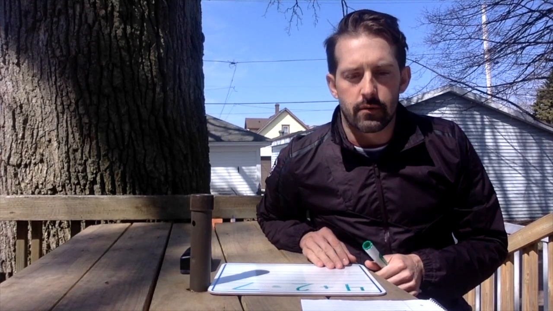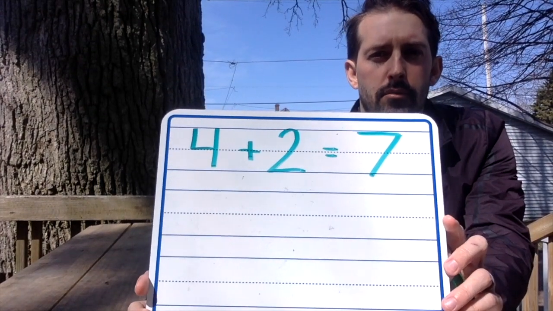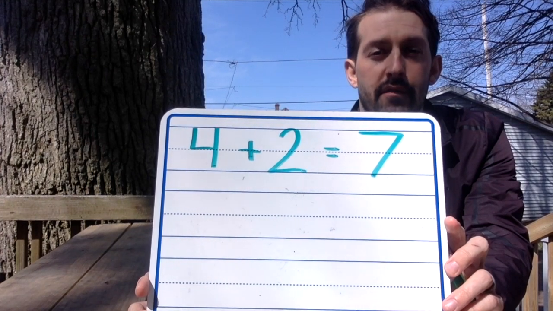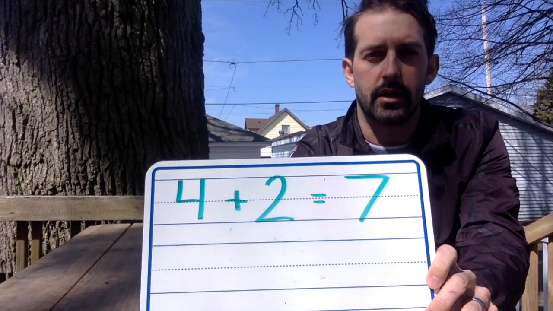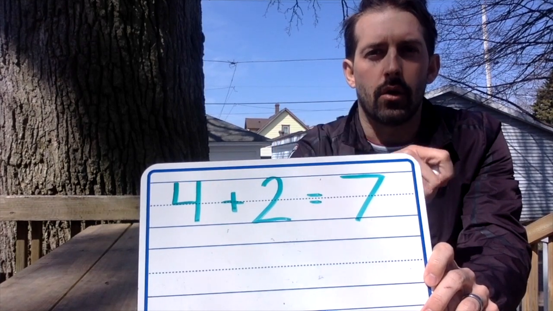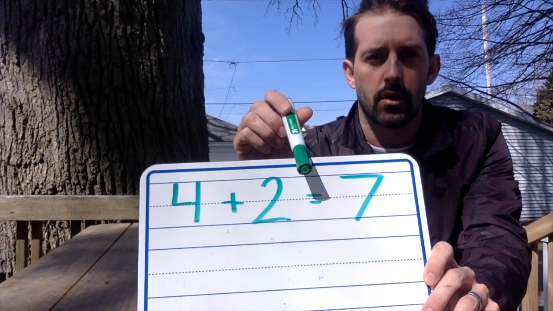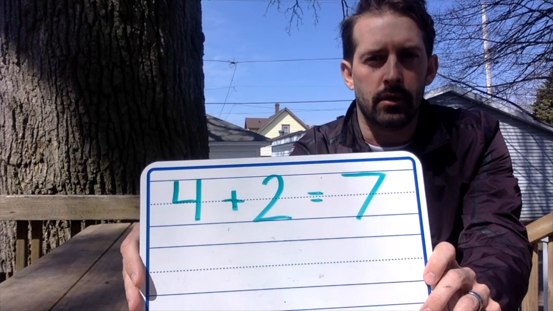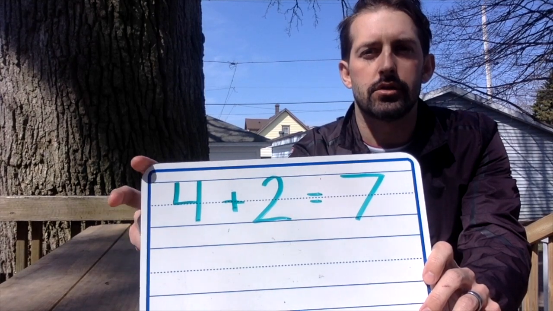So we're going to start by working on a morning message. For our morning message, I want you to explore this statement: 4 plus 2 equals 7. This equation is false. Your challenge is to change one of the numbers, 4, 2, or 7, or to change one of the symbols, the plus symbol or the equal symbol. Choose either a number or a symbol to change to make this statement true.